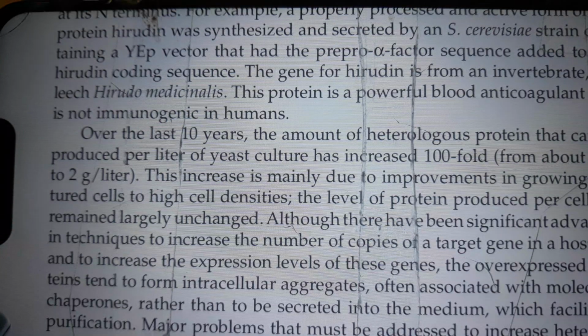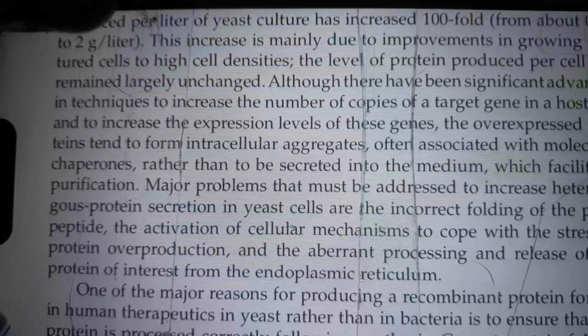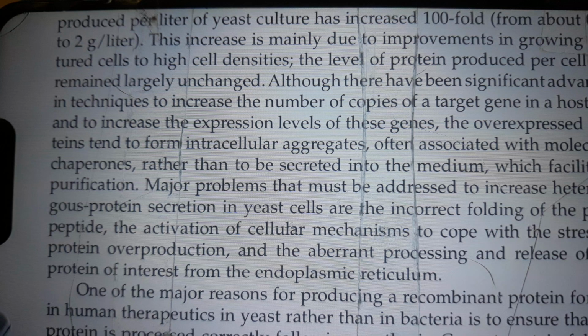Over the past 10 years, the amount of heterologous protein that can be produced per liter of yeast culture has increased 100-fold, from about 0.02 to 2 grams per liter. This increase is mainly due to the improvements in growing cultured cells to high cell densities, and the level of protein produced per cell has remained largely unchanged, although there have been significant advances in techniques to increase the number of copies of a target gene in a host cell and to increase the expression levels of these genes.